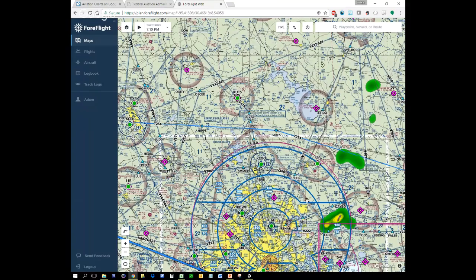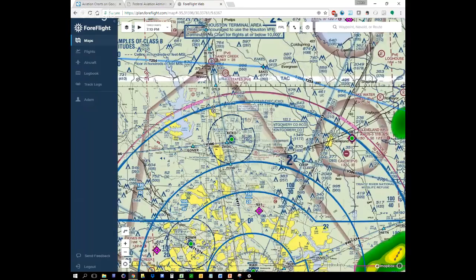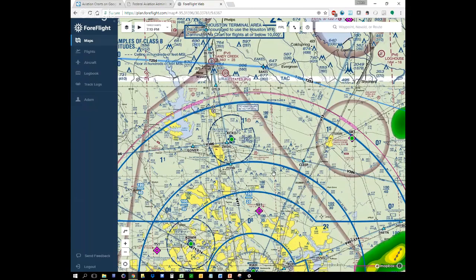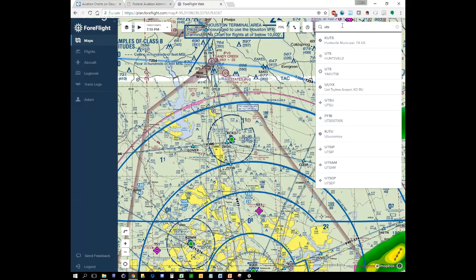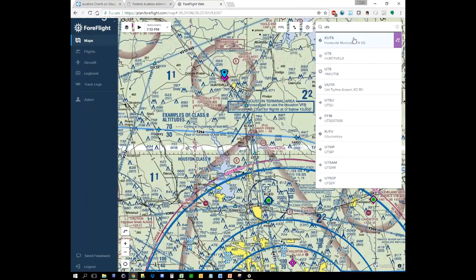How do you tell the airport code on the map? UTX? It's in parentheses. KUTS? UTX? S as in Sam? You mean Sierra? Yeah, Sierra. I'll get used to that.